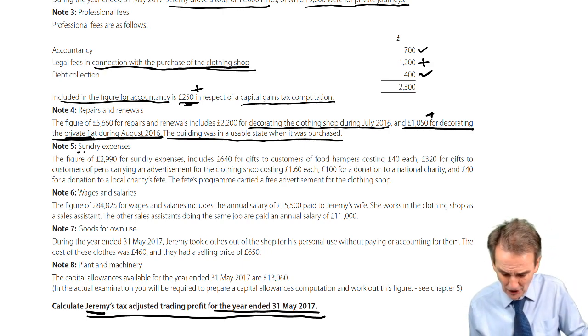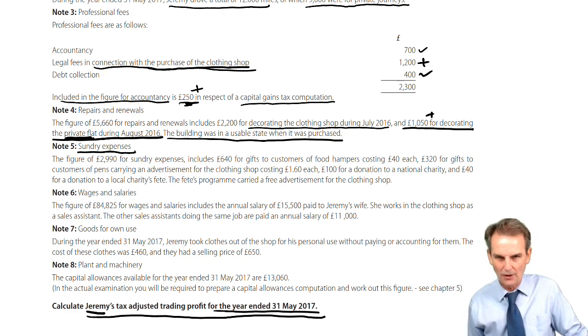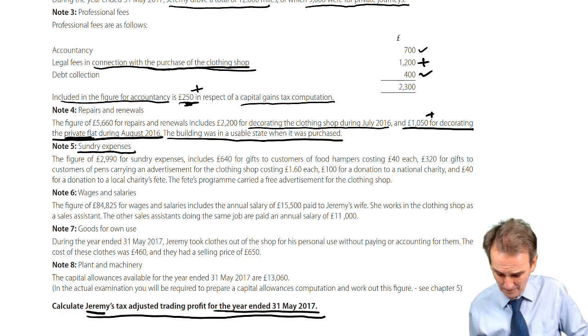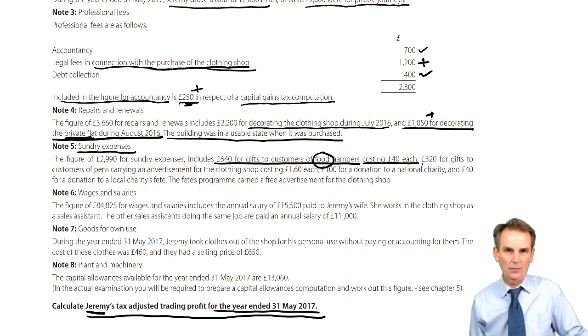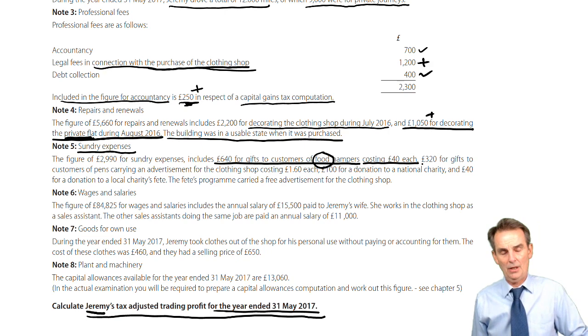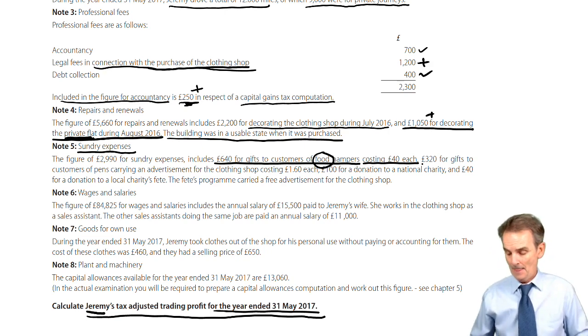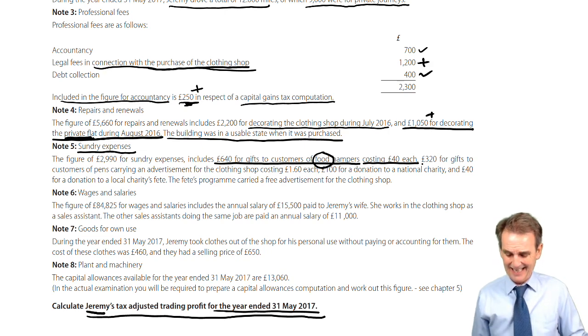Note 5, sundry expenses. Here, well, all sorts of goodies can be found within this. Includes £640 for gifts to customers of food hampers. Food. Doesn't matter what they cost, whether it's £40 each or whatever. Remember, so far as gifts to customers are concerned, they must, yes, cost less than £50. Yes, they did.